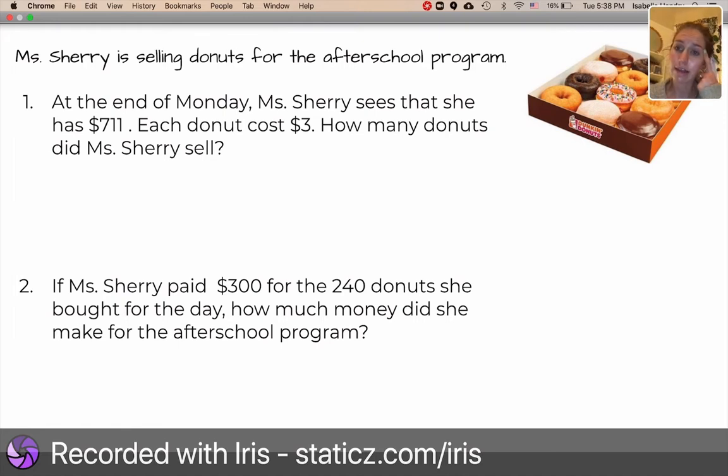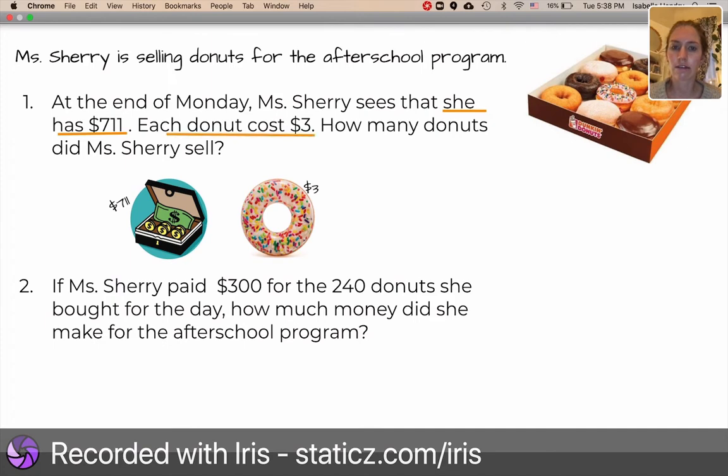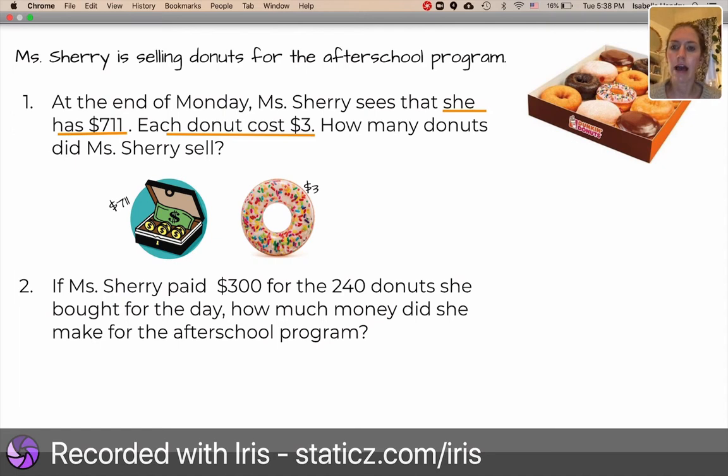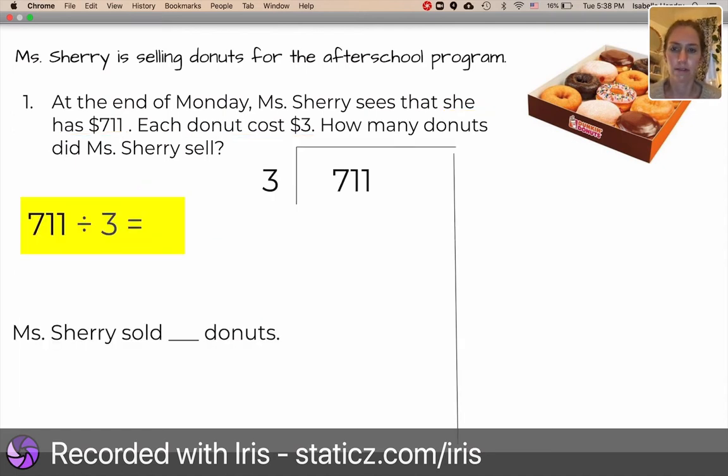So first I need to think, what's the important information in this problem? Okay, so she has $711. Each donut costs $3. So I need to figure out how many donuts she sold. So I'm going to do 711 divided by 3 to find out the number of donuts. And I also have my sentence ready for the answer. Miss Sherry sold donuts. Because the question is, how many donuts did Miss Sherry sell?